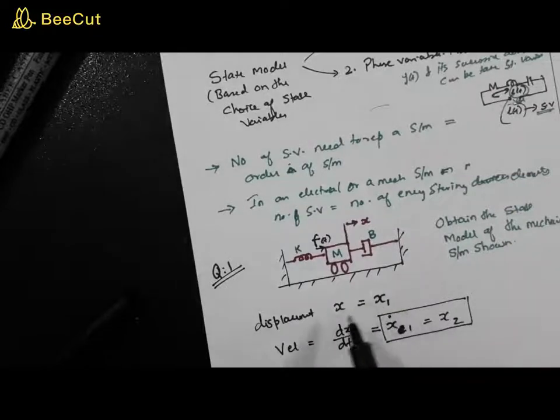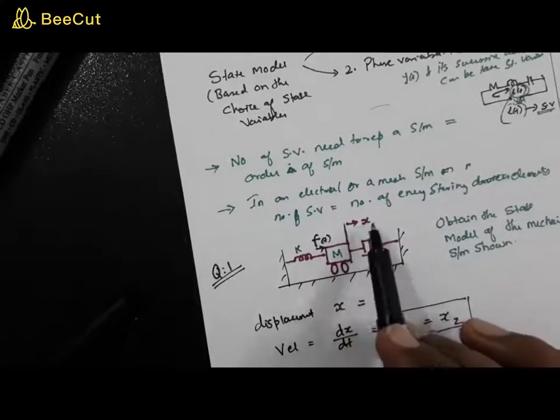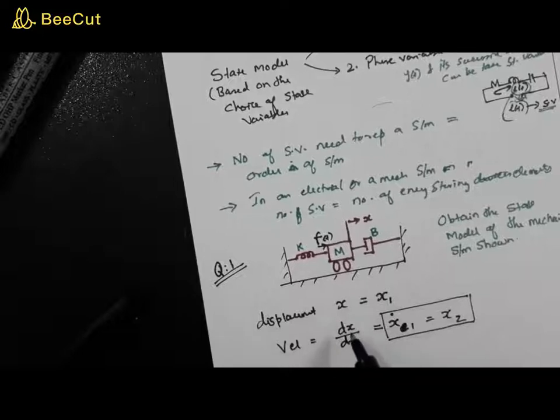So x1 is assigned as the displacement, and its derivative is the velocity. I told you that you can have the displacement and its derivative. So the displacement is assigned as state variable x1, and the next state variable is its derivative, which is the velocity due to this displacement.